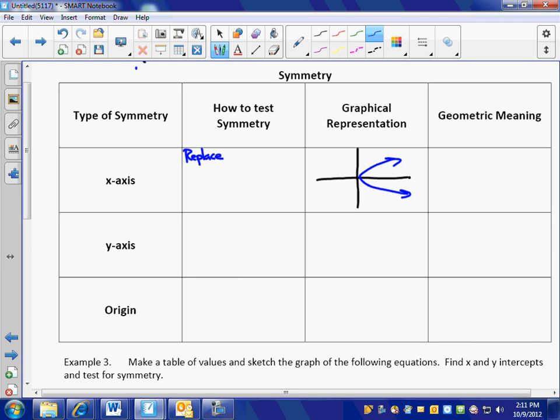replace y with negative y, and the equation is the same. Okay?